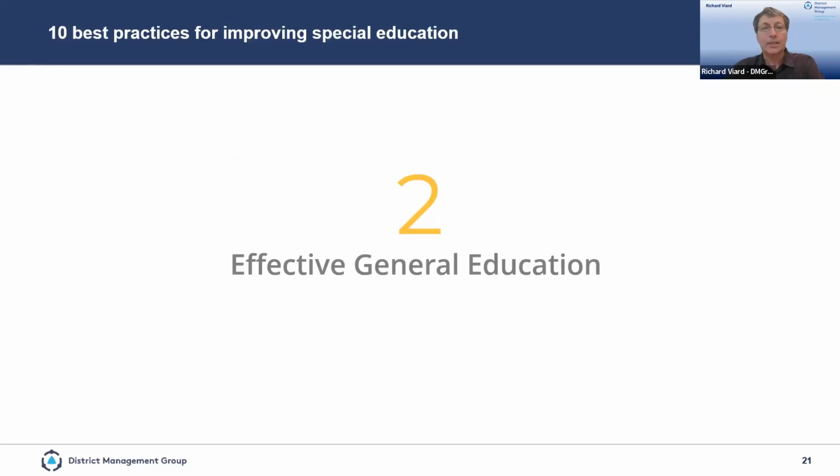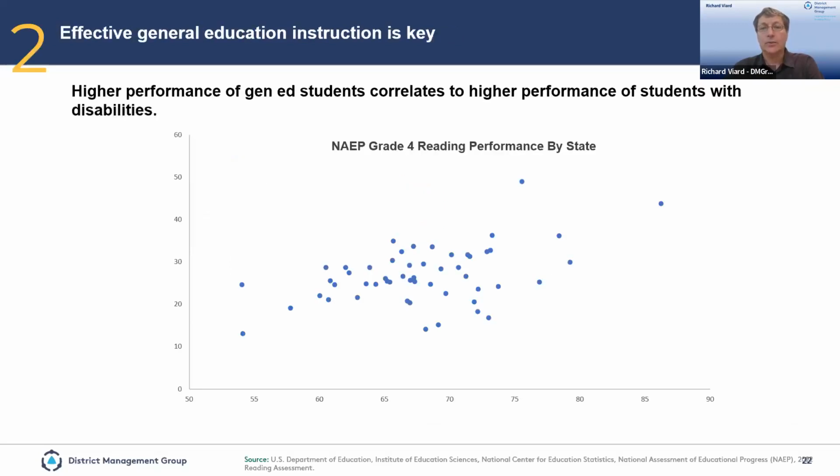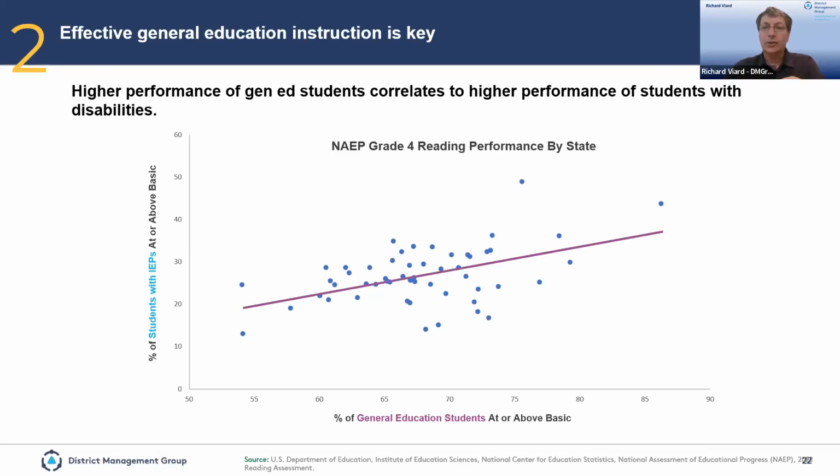So for our second best practice, it's really the effective use of general education. This chart shows us state by state the results of general education reading performance by state, against special education students with IEPs. What you can see is there's a correlation. States who tend to do better in regular education also tend to do better with special education. Correlation is not always causation, but there's definitely an impact here.